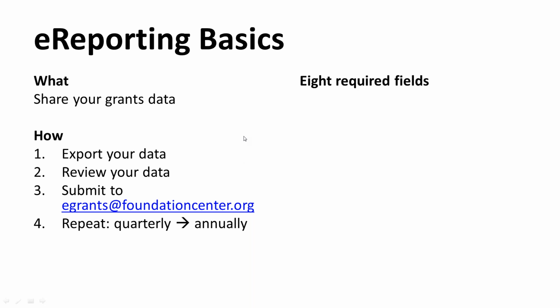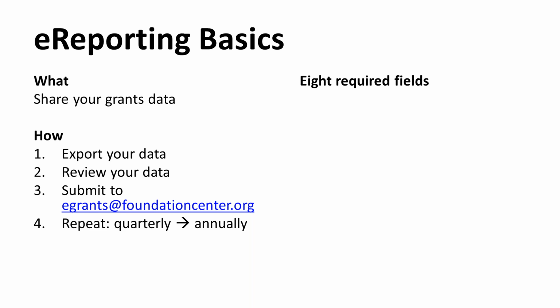As for what information, just to backtrack, in terms of the how, there's just 4 easy steps. You export your data from your grants management software. You review your data to make sure you're comfortable with how it's appearing, and to make sure that no sensitive information has gone out. And then you submit it to egrants@foundationcenter.org. And you could repeat this process as often as you'd like. You can report monthly, quarterly. We just ask that you report your data at least annually.